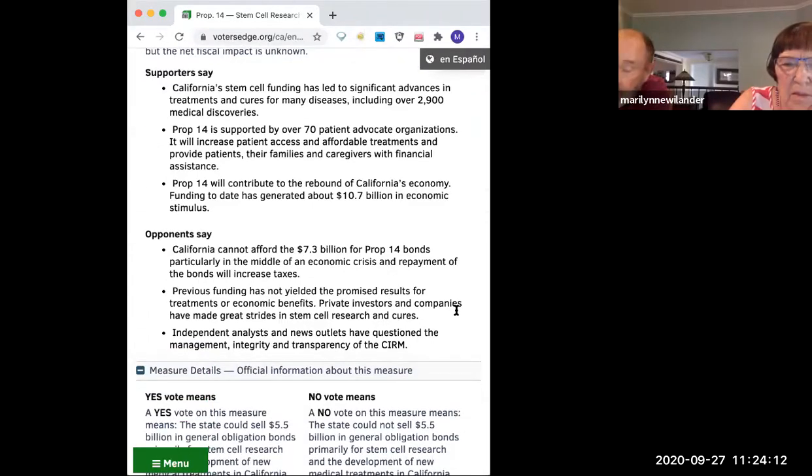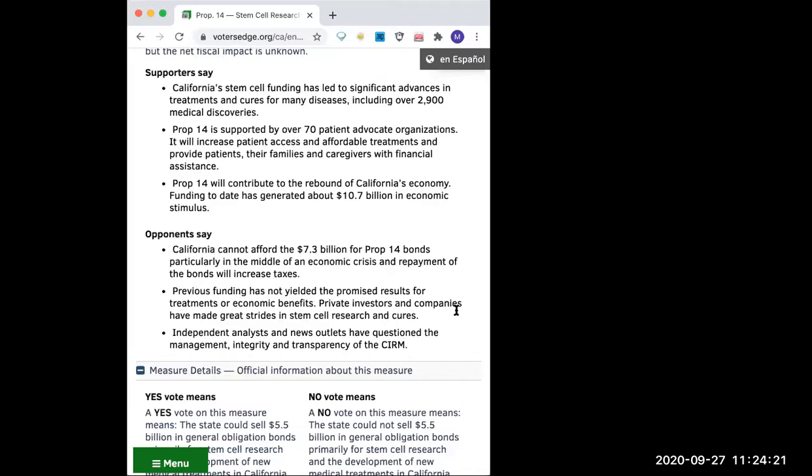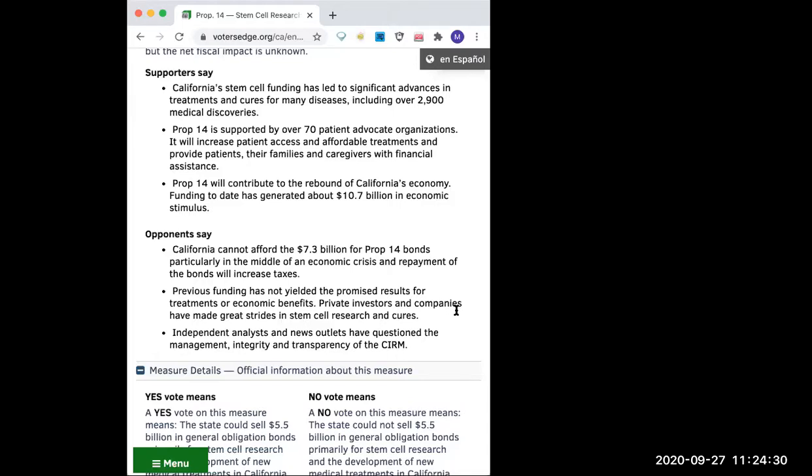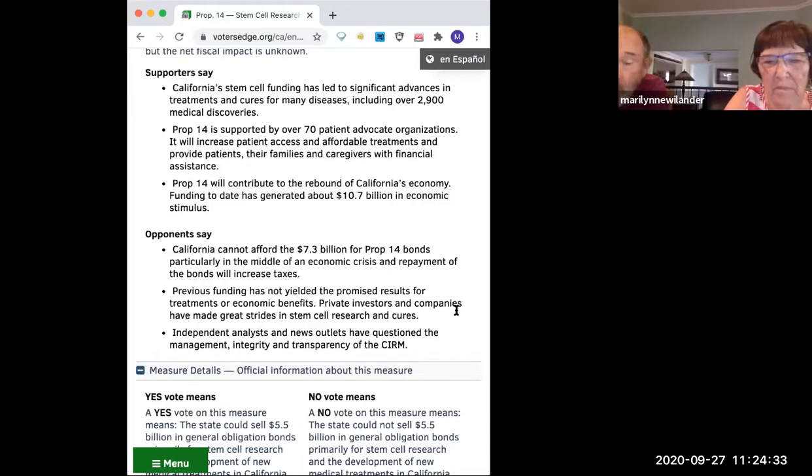The opponents, however, say that California cannot afford to spend $7.3 billion this year, particularly in the middle of an economic crisis, and repayment of the bonds will increase taxes. Previous funding has not yielded the promised results. And as an aside to this, in 2004, there was a great expectation that we would be generating many, many billions of dollars in new procedures, but experimentation takes a long time. And so previous funding has not yielded the promised results for treatment or economic benefits, which is a true statement.